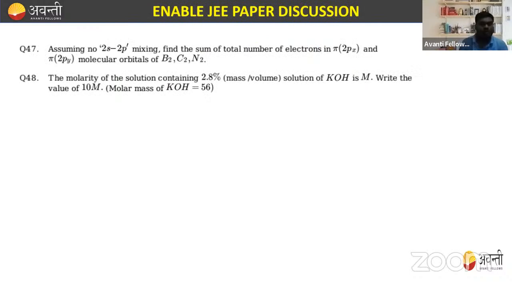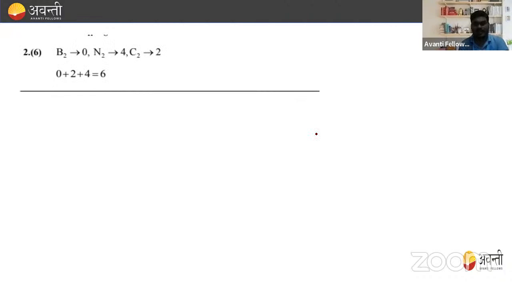Assuming no 2s-2p mixing, find the sum of the total number of electrons in the pi 2px and pi 2py molecular orbitals of B2, C2 and N2. This question is basically from MOT, chemical bonding. If I'm talking about B2, boron has atomic number 5, that is 1s2, 2s2, and 2p1. So find the total number of electrons in pi 2px and pi 2py in molecular orbital theory. How can we solve that?